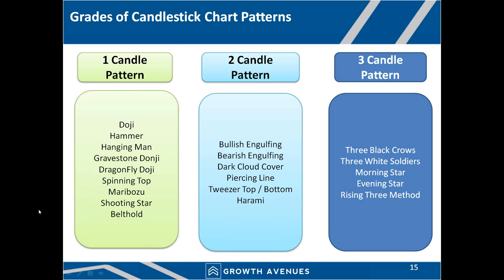So in one candle pattern you have doji, hammer, hanging man, gravestone doji, dragonfly doji, spinning top, while in the two candle pattern we have bullish engulfing, dark cloud cover, piercing line, tweezer top, harami pattern. And in the three candle pattern you have three black crows, three white soldiers, morning star, evening star, rising three. So there are many patterns in candlesticks.